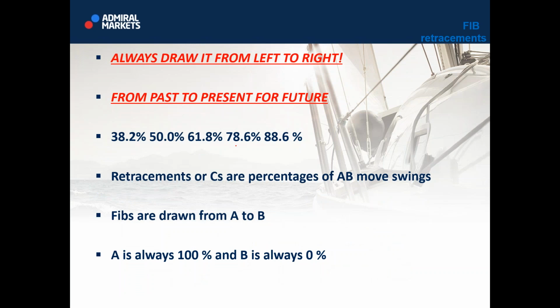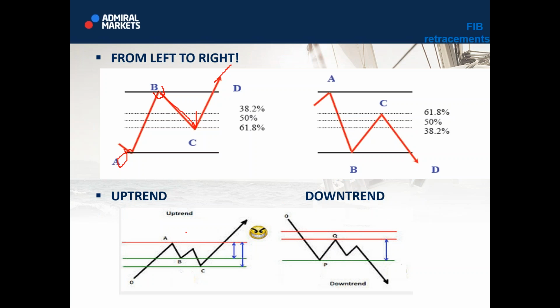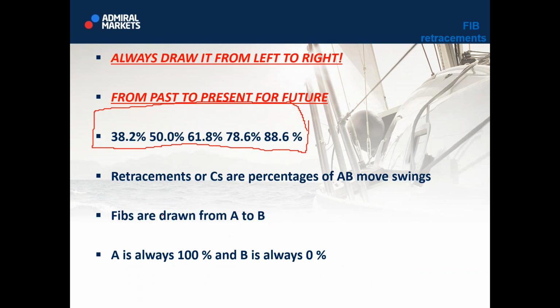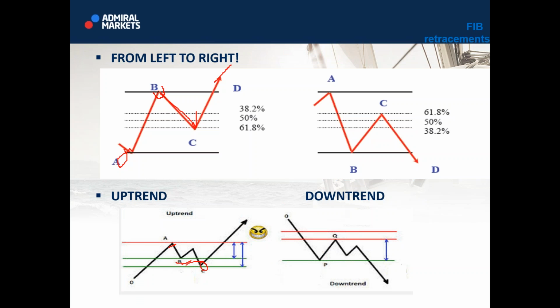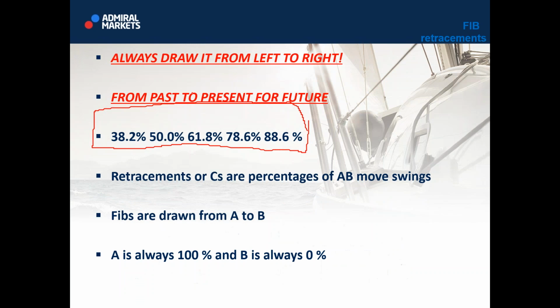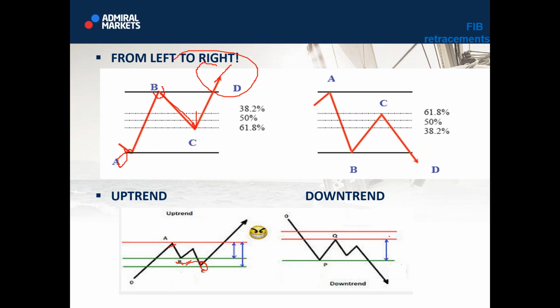38.2, 50, 61.8, 78.6, 88.6. These numbers should always be present on your charts. Always. Retracements or C's are percentage of AB move swings. C equals to AB. Fibs are drawn from A to B, always. A to B produces C, which will give us future D. A is always 100, and B is always 0. Okay?